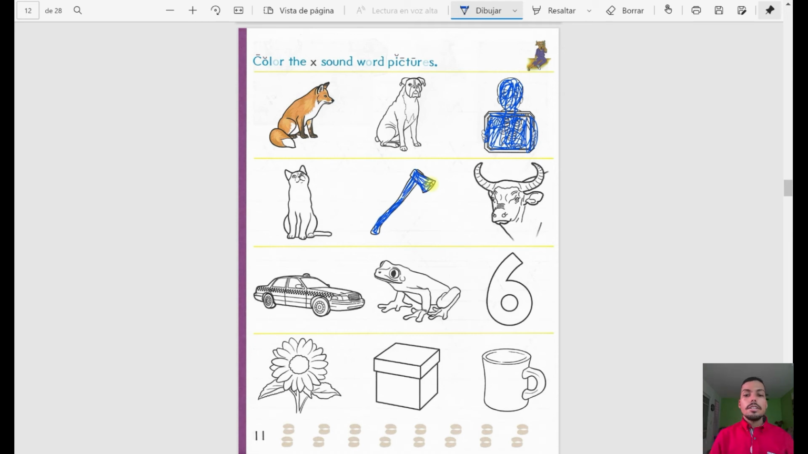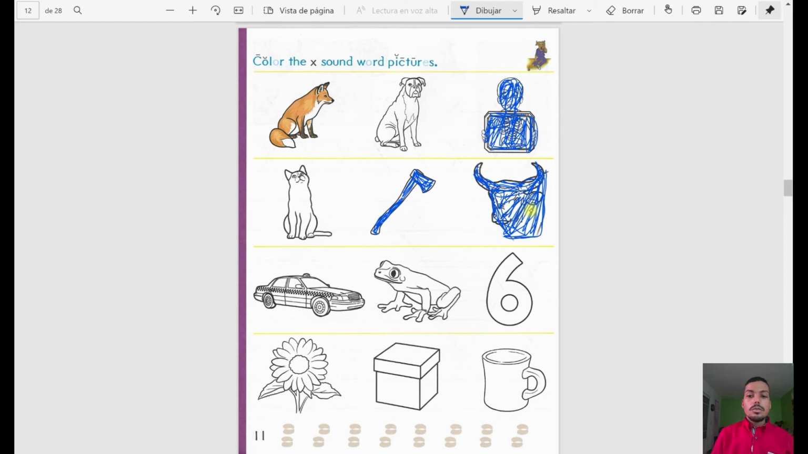The next one here, this is an ox. Ox. And ox has the sound X. Ox, it has the sound. Yes, very good, it has it, so we have to color it too. Let me color it. So, we have to color it, okay? Tiene que colorearlo porque sí, tiene el sonido ox, okay? Este es nuestro amiguito ox. ¿Está bien?